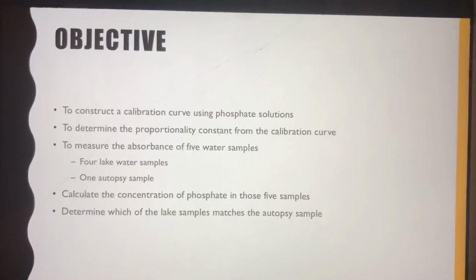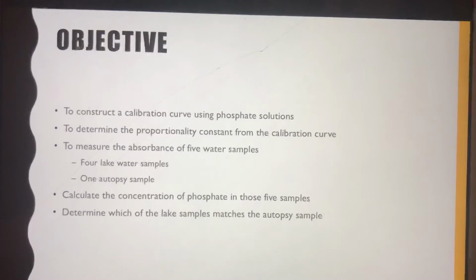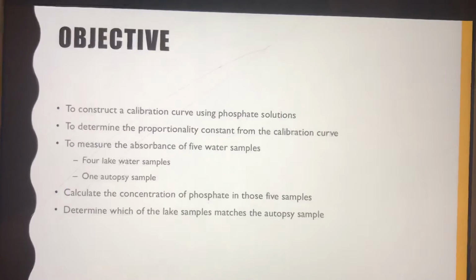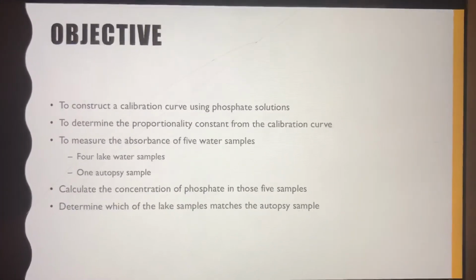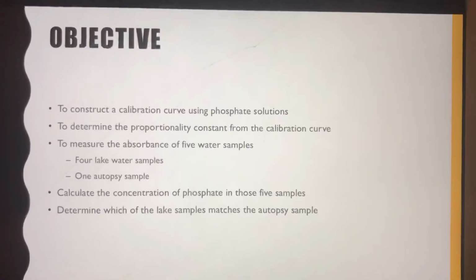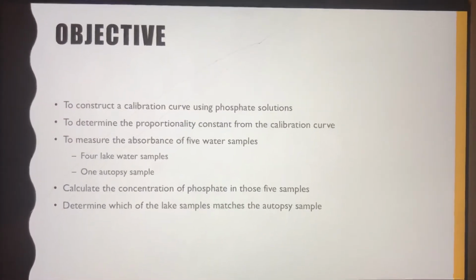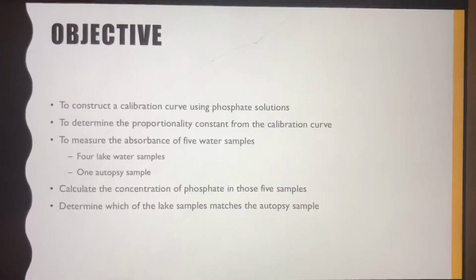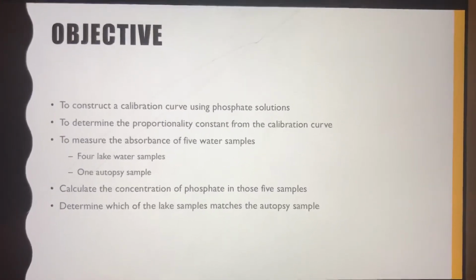Then we measure 5 water samples, and I'll get to the backstory in a minute. It's 4 lake water samples locally: Reservoir Park, Lake Pinehurst, Wood Lake, and Seven Lakes. And then 1 autopsy sample, and the sample that I used was the red sample. Then you calculate the concentration of phosphate in those 5 samples using Beer's law and the proportionality constant determined by your calibration curve. And then you determine which one of the standard lake water samples is closest to the 1 autopsy sample.